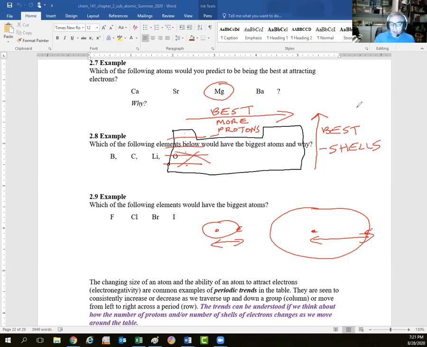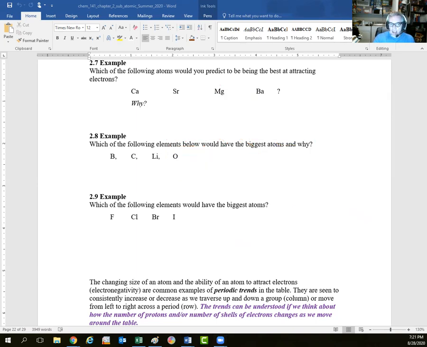is important. So the non-metals are really good at attracting electrons, and the metals to the left and to the bottom are really rubbish at attracting electrons. That's basically what we're saying.